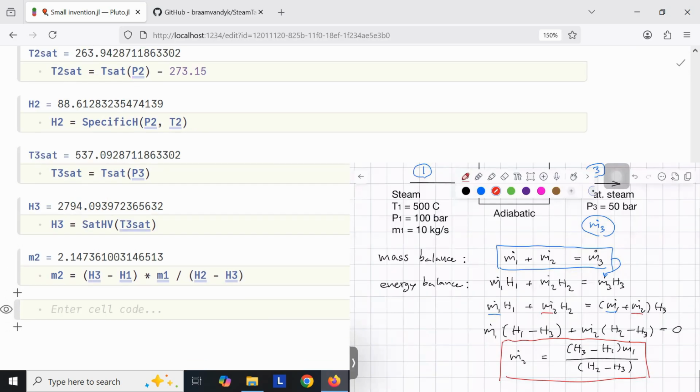Then after execution, you get the mass flow rate here, 2.147. The unit should be in kilogram per second. Okay. So you can see that it is very, very convenient to get the information from SteamTable using Julia coding. And after you get the information, you can do calculation afterward easily, conveniently.